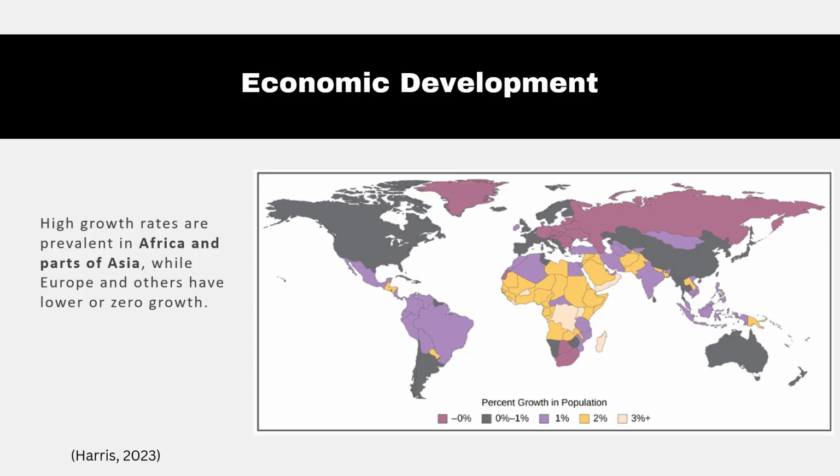When we look at economic development, it can say a lot about a population. This slide shows that high growth rates are concentrated in parts of Africa and Asia, while many European countries show low or zero growth. This connects back to the demographic transition models. Different regions are at different stages due to differences in things like healthcare access, education, economic structure, and women's empowerment.